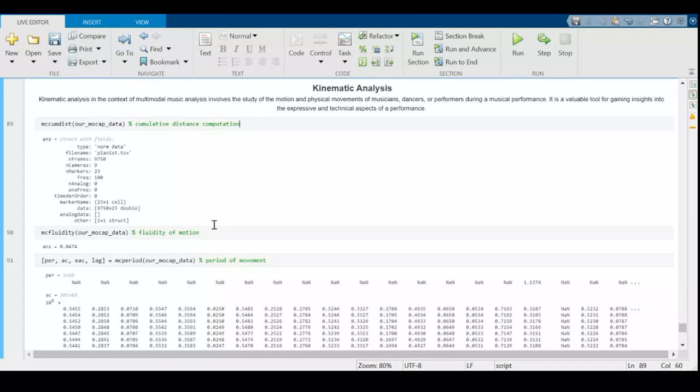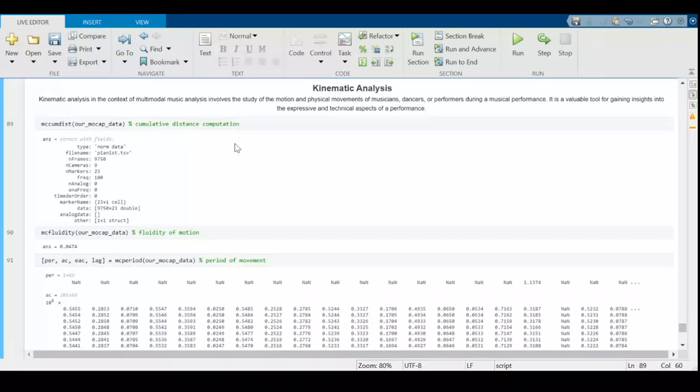We can use it to evaluate a music performance, conduct an expressive analysis, music gesture analysis, and especially when combined with audio and video data, cumulative distance data contributes to a more comprehensive multimodal analysis. Researchers can explore how spatial movements align with musical and visual cues, offering a holistic understanding of the performance.